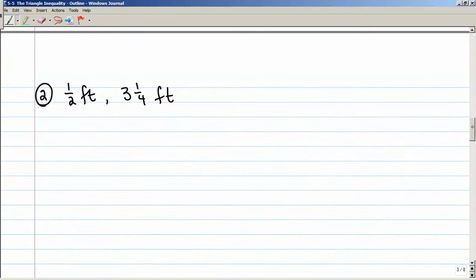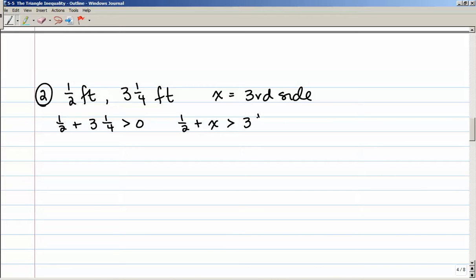Here's another example. So if I have one side of a triangle that's a half foot, the other side that's 3 1/4 feet, what is the third side going to be? So I'm going to let x equal the third side, and I do the same thing I did before. 1/2 plus 3 1/4 has to be greater than x. 1/2 plus x has to be greater than 3 1/4, and 3 1/4 plus x has to be greater than 1/2. And I'll just solve each one of those inequalities.